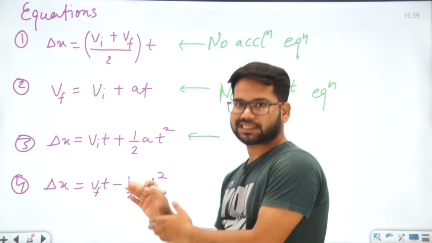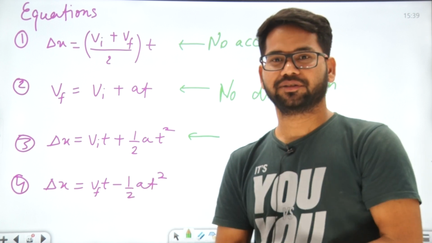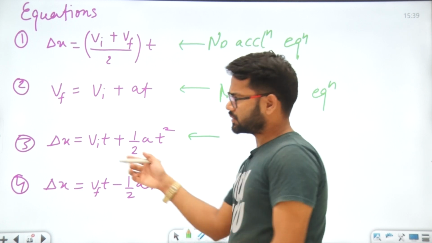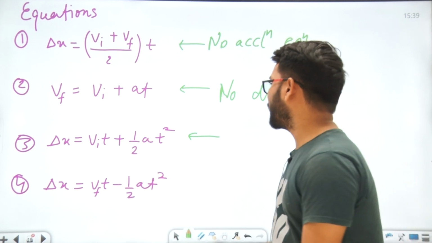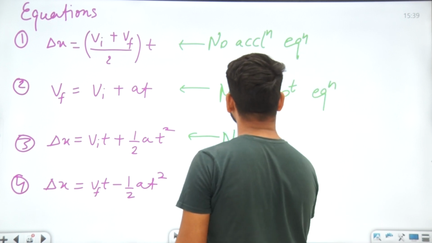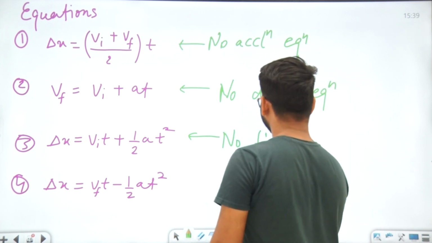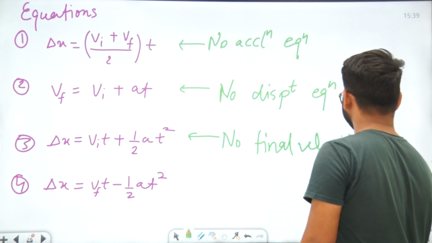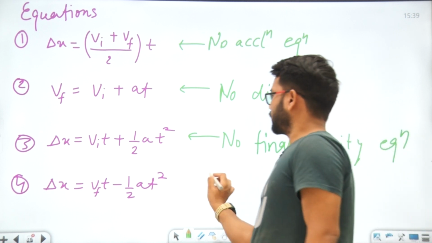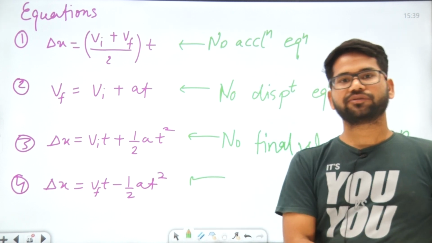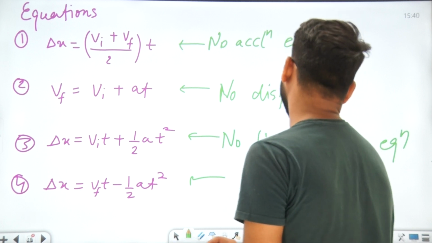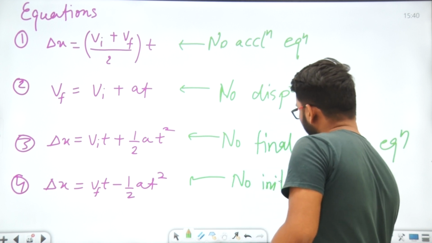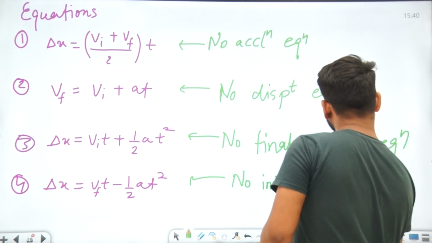First we will learn the equations, then we will learn the application with some examples. Here you will see it doesn't involve final velocity. So it's the no final velocity equation. Look at the next equation. Delta x equals Vf t minus half a t squared. So you will see it's the no initial velocity equation.